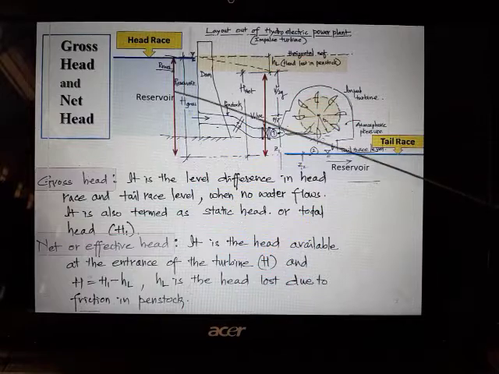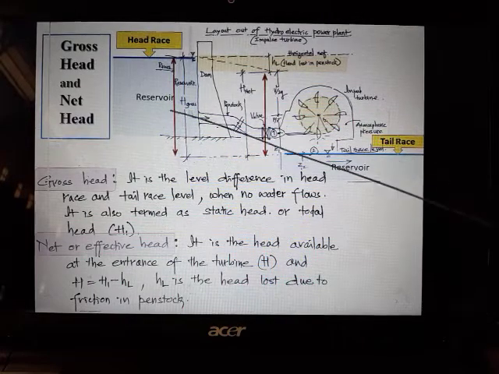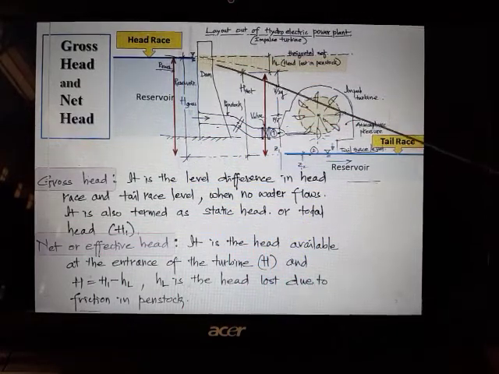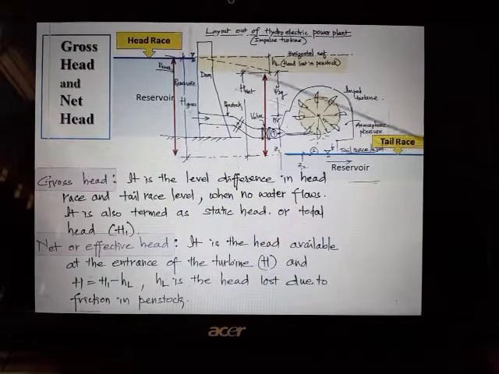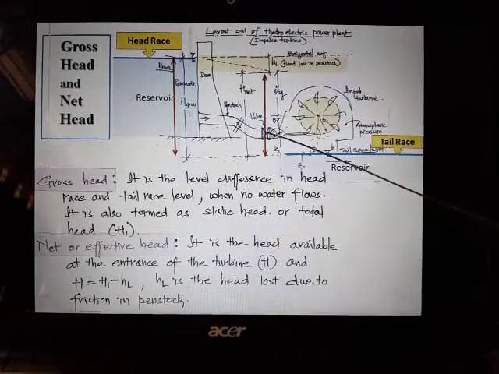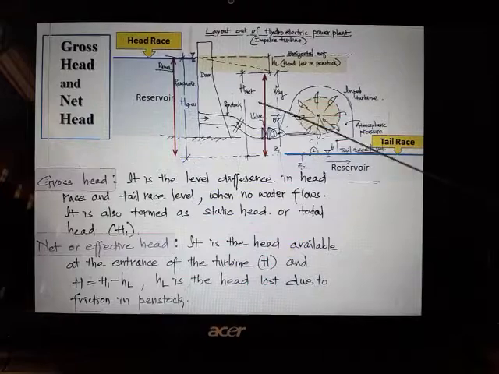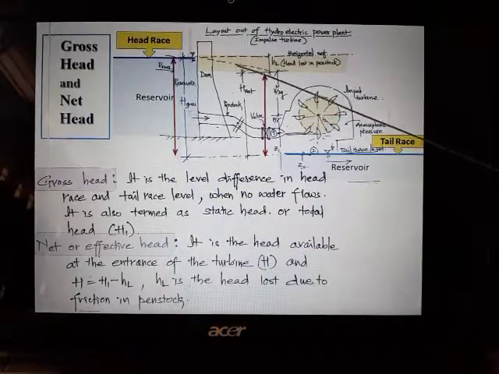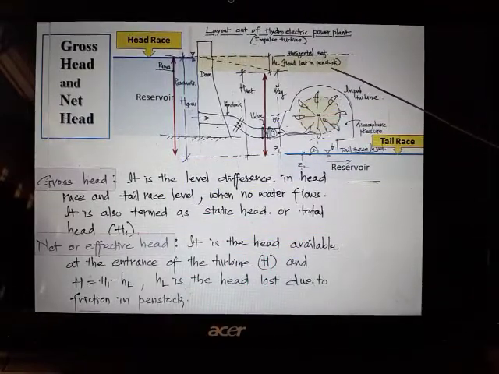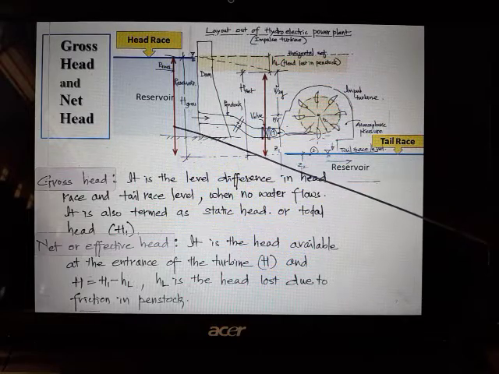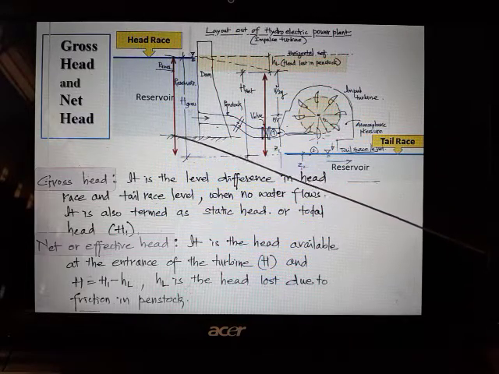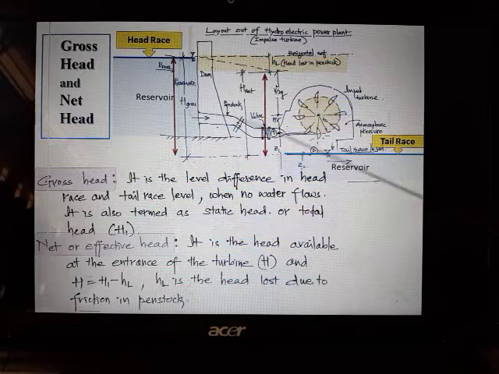Now what is the difference between net head and gross head? It is nothing but the head lost. When the water goes through the penstock, it will be losing some head. So that is the head lost in the penstock. So the difference between the gross head and net head is nothing but the head lost in the penstock.